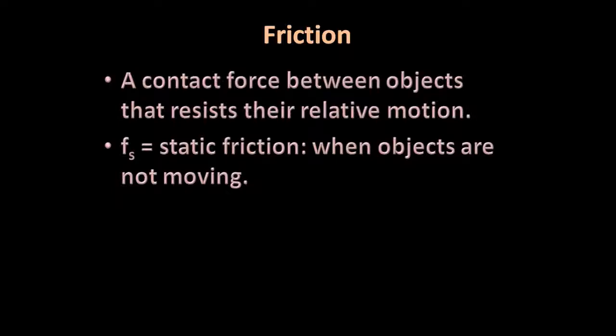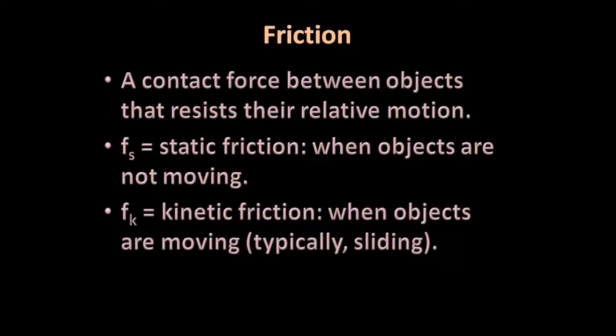F sub s is the symbol that we're going to use for what's called static friction. That's the friction that exists between objects that are not moving relative to each other. So for example, in that previous picture where we had the object on the table, the box, if I tilt the table up, the box won't immediately start moving because it's the static friction, microscopically the little fingers holding onto each other, that keep it from moving. On the other hand, kinetic friction, F sub k, or sometimes called sliding friction, is when objects are already moving, and it's the friction that exists in that case, and that's the friction that can generate some heat also.